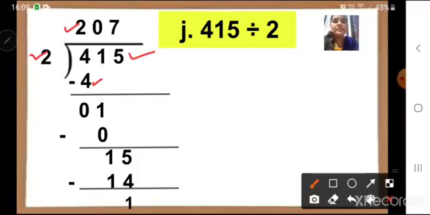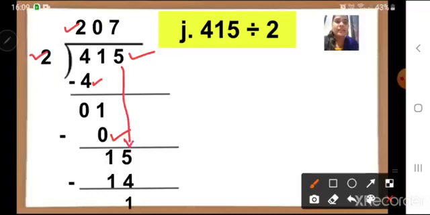Children, next step is to take the next number down from the dividend, which is 1. Now 1 is smaller than our divisor, number 2. In this case, we have to put 0 in the quotient, correct? So 2 zeros are 0, we have to write. Then we will subtract. 1 minus 0 is equal to 1.